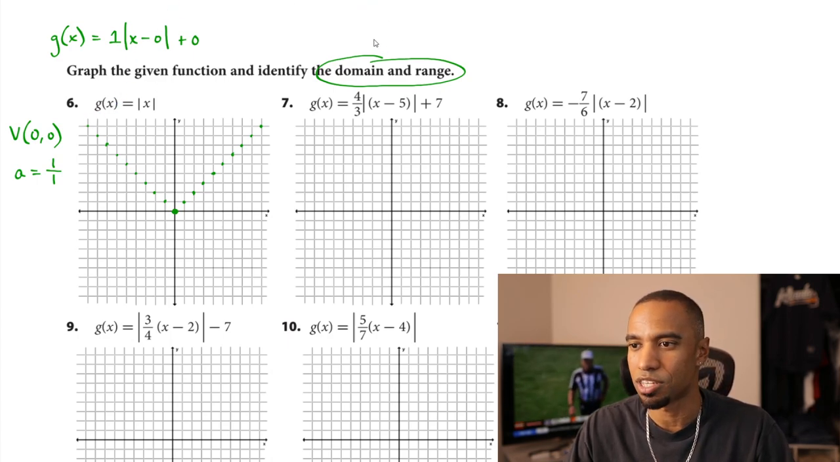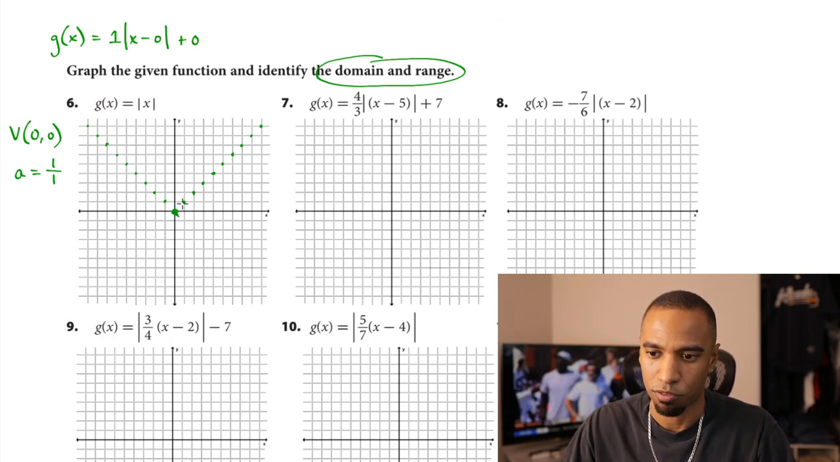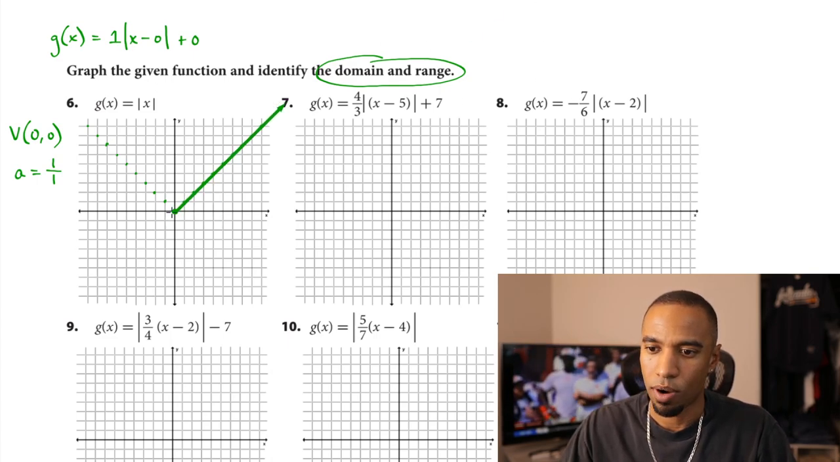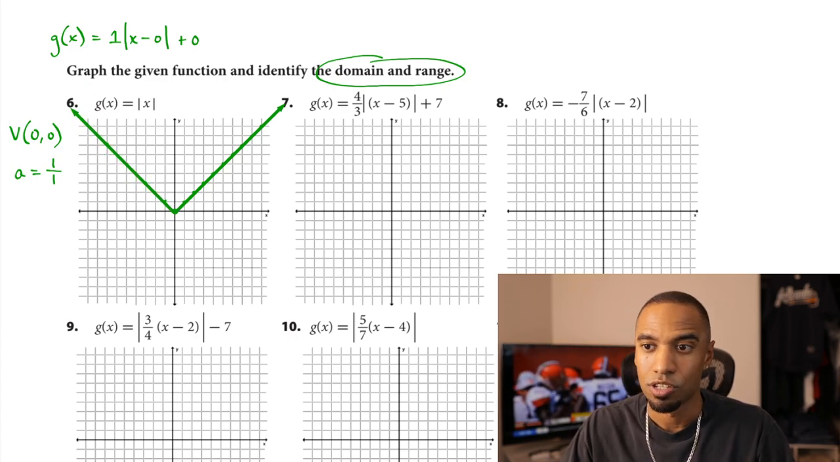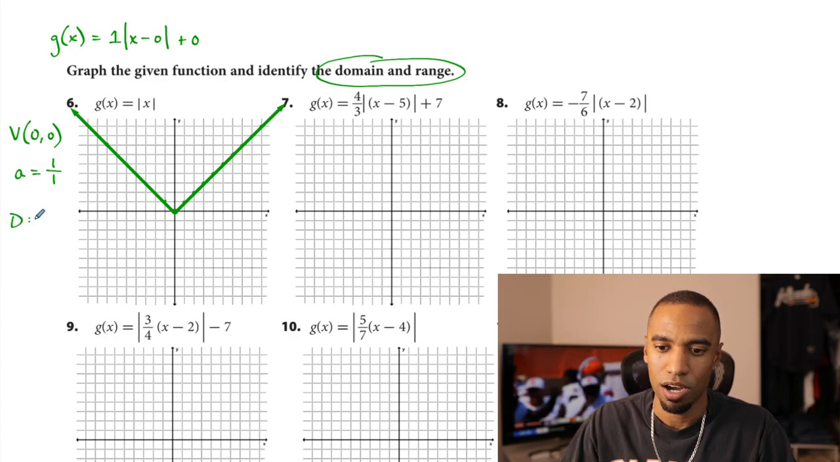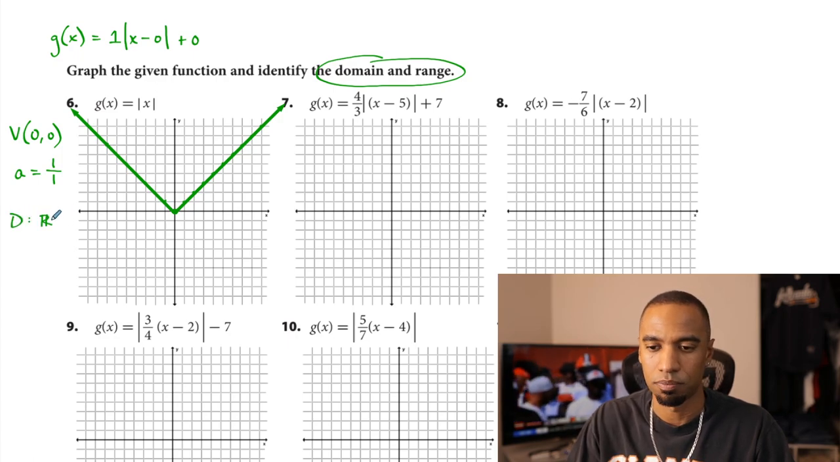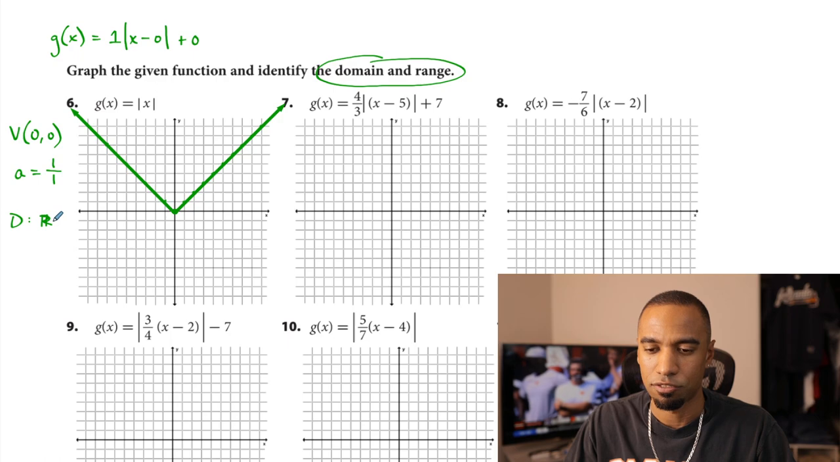Now, they are also asking for the domain and the range. I'd be happy to provide the one for you. It goes up and right forever. It goes up and left forever. I guess that means it goes left and right forever. So the domain, as I mentioned before, all real numbers. There we go. Everything left and right forever.